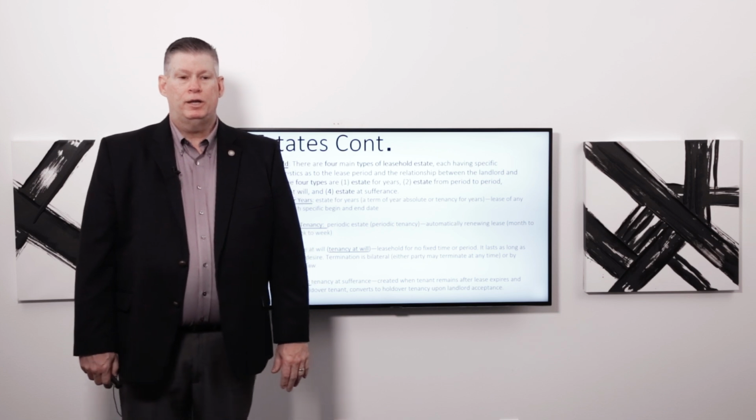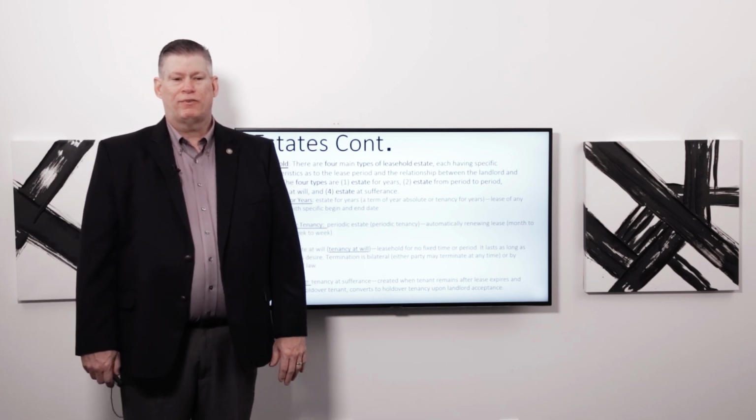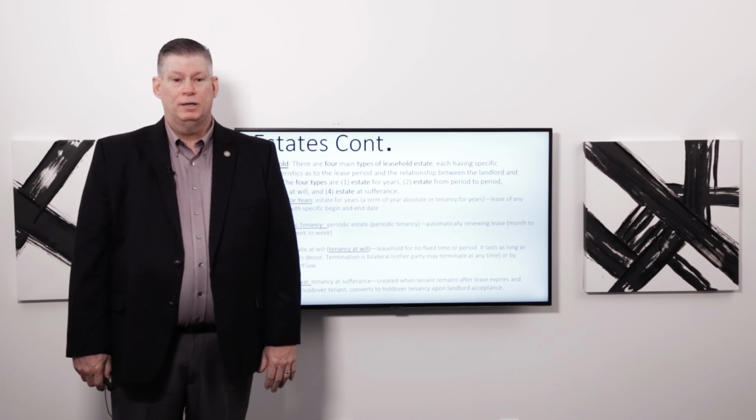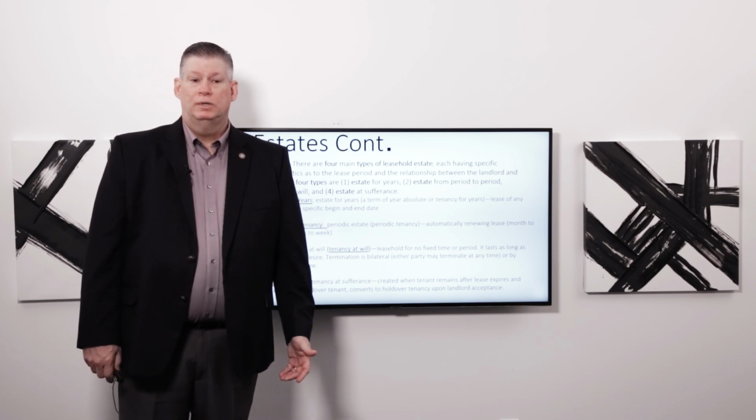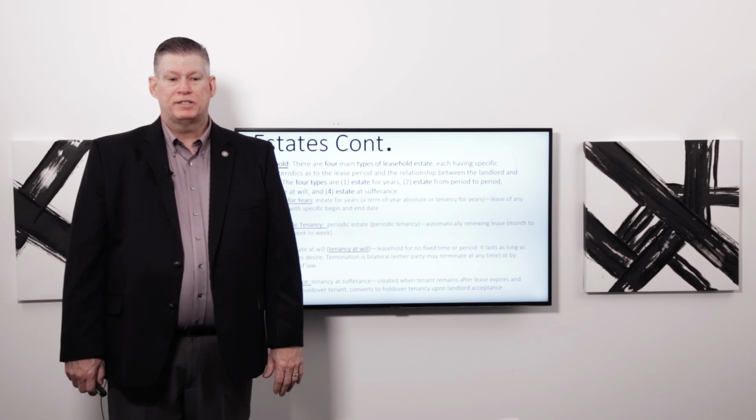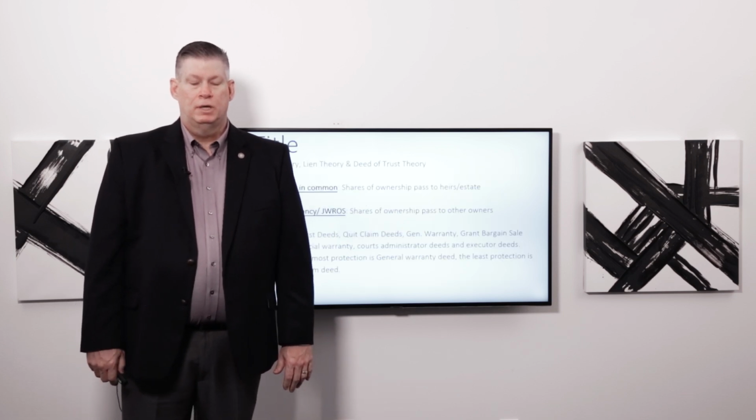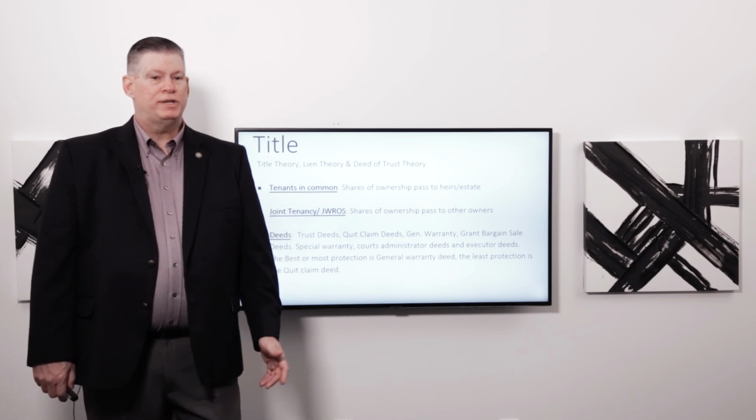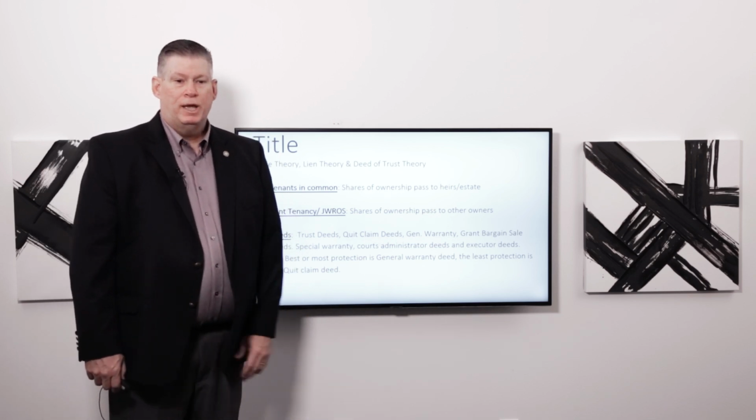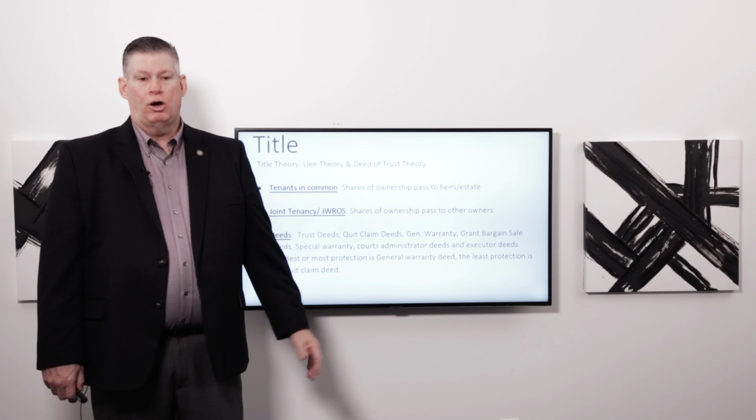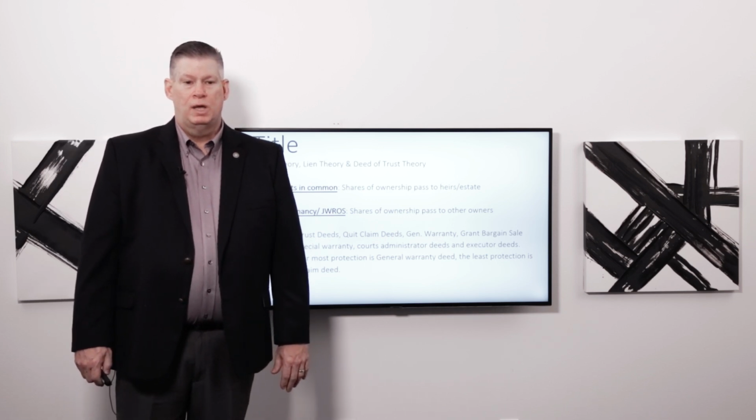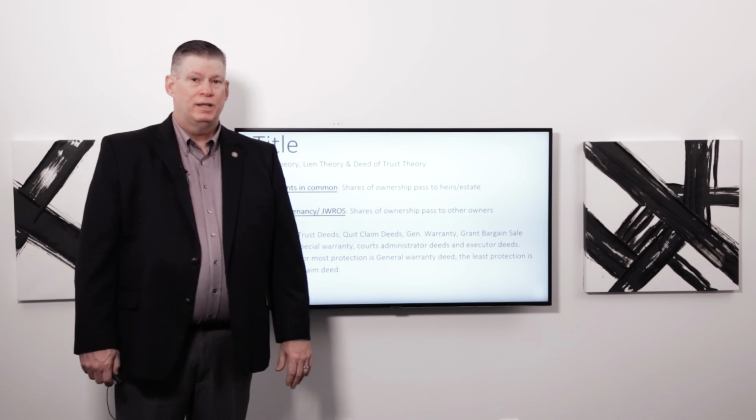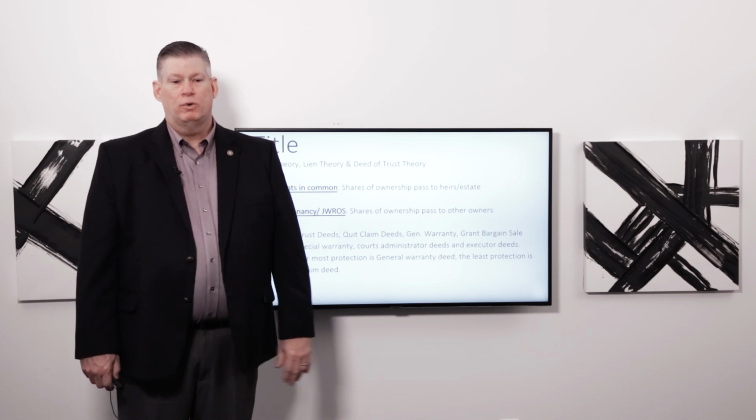Okay? You need to know what a leasehold estate is, and the different leasehold estates, such as an estate for years, a periodic tenancy, a tenancy at will, and an estate at sufferance. You need to know under title what tenants in common means. You need to know joint tenancy with right of survivorship, and you need to know the different types of deeds, and which is the highest form of deed, which again is a general warranty deed, and the lowest form of deed that gives you the least amount of rights, which is a quitclaim deed.